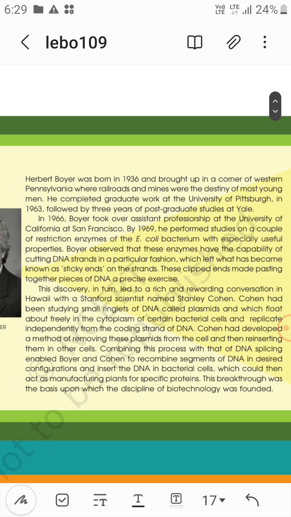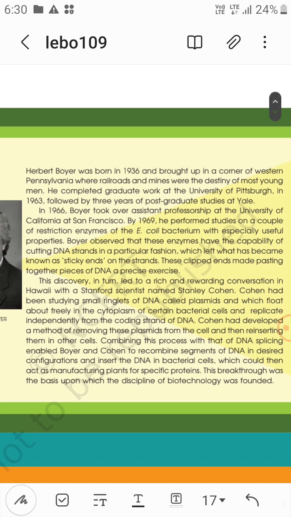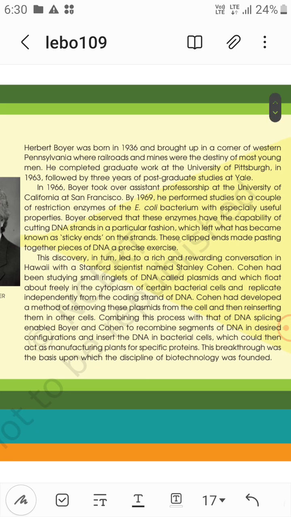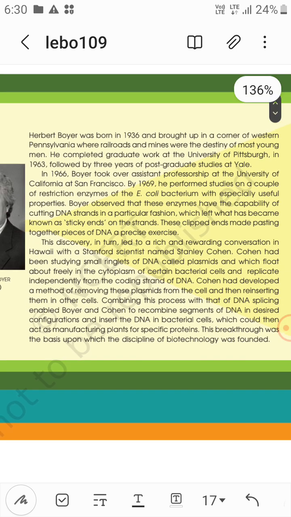And what about Cohen? Cohen had been studying small ringlets of DNA called plasmids, which float about freely in the cytoplasm of certain bacterial cells and replicate independently from the coding strand of DNA. Cohen had developed a method of removing these plasmids from the cell and then inserting them in other cells. Combining this process with that of DNA splicing enabled Boyer and Cohen to recombine segments of DNA in desired configuration and insert the DNA in bacterial cells, which could then act as manufacturing plants for specific proteins. This breakthrough was the basis upon which the discipline of biotechnology was founded.